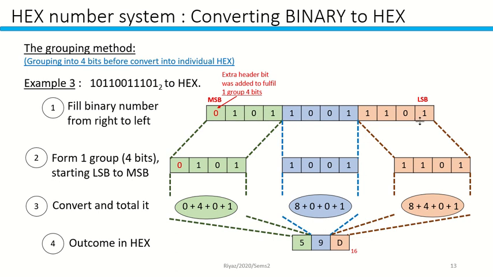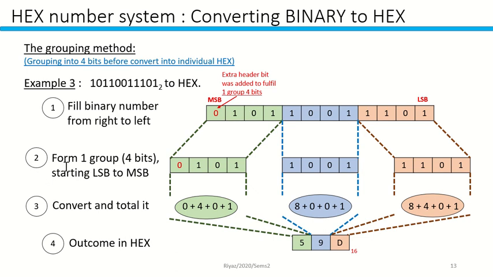Why do you need to do this? Because you need to have one group consisting of 4 bits. This is the first group, this is the second group, and you need the third group over here. Let's say in this situation you only have 3 bits for the third group, so you have 1 0 1, but over here at the header you need to put a 0. This is an extra header bit to fulfill one group of 4 bits.